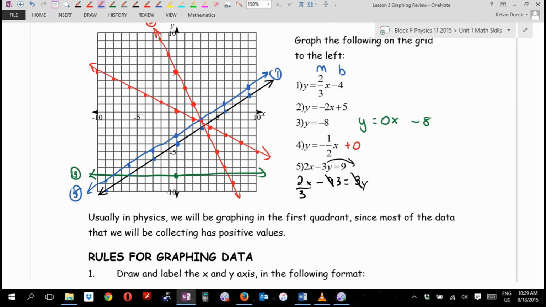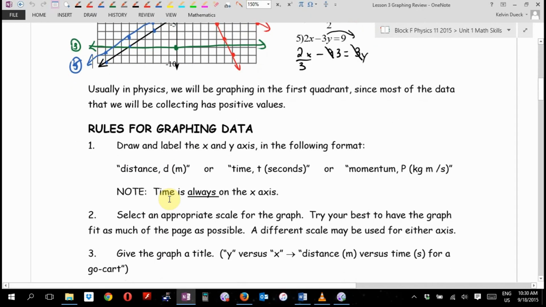Now, here, I just graphed the whole graph. Usually in physics, we're going to be graphing in the first quadrant, because usually our x's and y's will be positive. Not always, but usually. If we're ever not graphing in the first quadrant, usually we're going to be graphing on the right side. Rarely will our x values be negative. In fact, if they are, we'll usually just adjust the graph because it's yucky. Those are Math 10 rules, but then there are rules for graphing actual data.